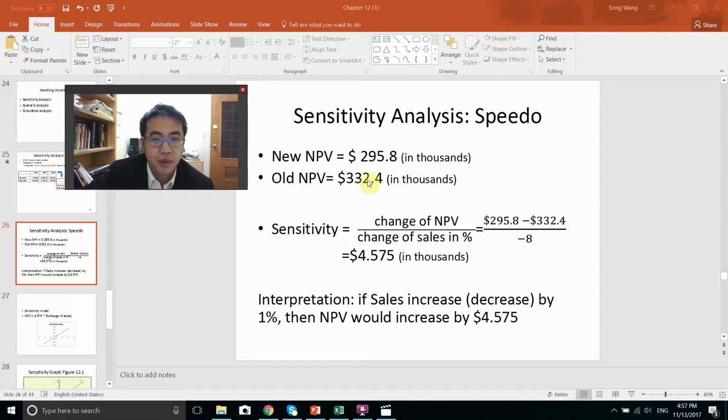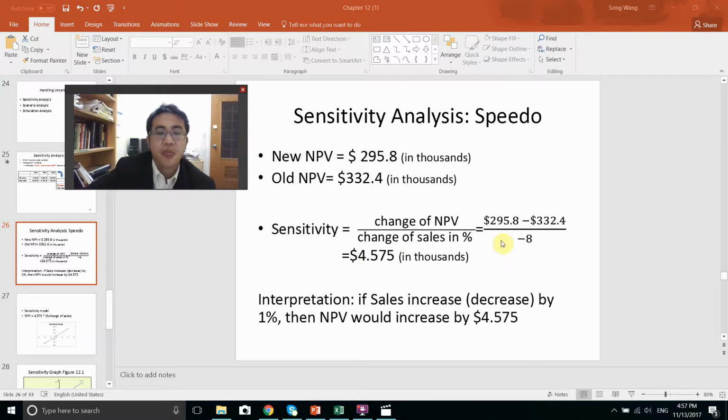The old NPV was 332,000, and the new NPV is 295,000. Okay, and then we have an NPV change in dollar figures. So we use new minus old. And since sales drop, the new NPV is lower than the old one, so the change of NPV would definitely be negative. The sensitivity right here is called sensitivity analysis because we get a number for sensitivity. The sensitivity is the change of NPV in dollar figures divided by the change of that variable, which is sales, in percentage. So we have $4.575 thousand.